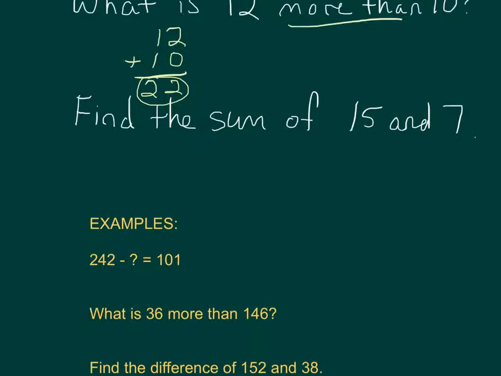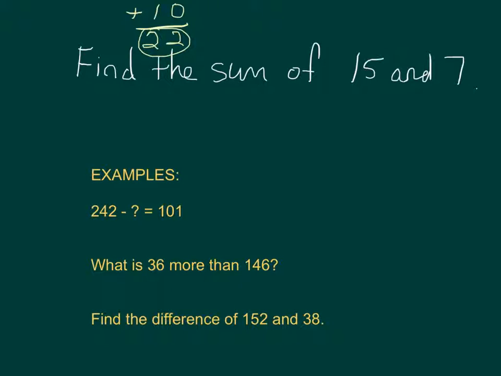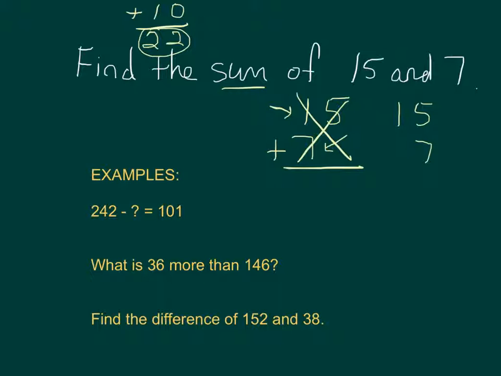Next question. Find the sum of 15 and 7. I know that sum means the answer to an addition problem, so I'm going to add up 15 and 7. Now I'm going to make sure I line up my numbers, and this would be lining them up incorrectly. Do not do this because 7 is in the ones place and this 1 is in the tens place, and I can't add the tens to the ones. So this is not correct. Remember, you're supposed to line up the digits on the right side like this.